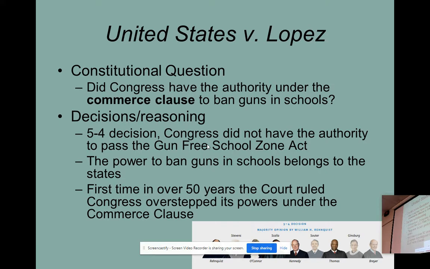Which gets into a whole other topic. Some people say guns should be allowed in school, like teachers, administrators, things like that should be able to carry. That's a whole different story.